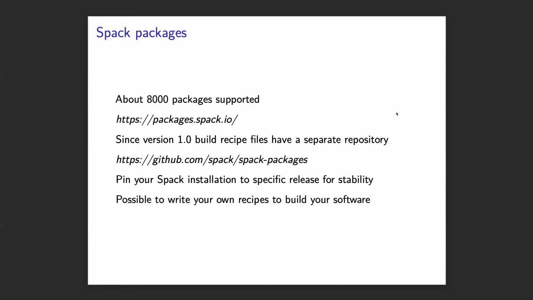So Spack packages, there's about 8,000 of them. So there's a large variety of scientific software that is now supported by Spack. This is the link if you want to explore that. As I mentioned, since version 1.0, the build recipe files have a separate directory. So there's the GitHub link. And as I mentioned, when you are installing packages, you might want to pin your Spack installation to a specific release of packages for stability, so that the packages are not changing on you as you're installing. And of course, you can write your own recipes to build your own software as well.